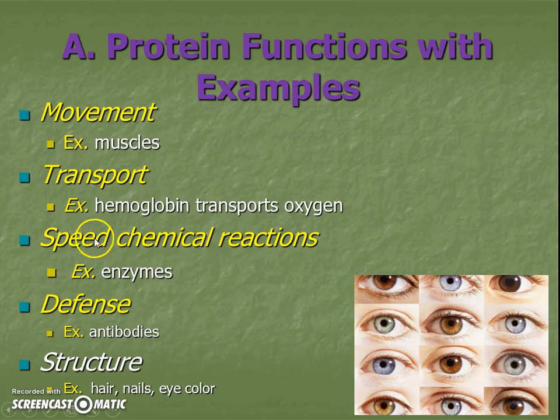Some proteins have the job of speeding up chemical reactions. We call those proteins enzymes. Proteins are also in charge of defense in our body. We call those proteins antibodies. This should be yellow, my bad. Another example of a function of a protein is structure. All right, right now touch your hair and your nails and think about your eye color. Those different uniquenesses that make you you, those are made of protein.